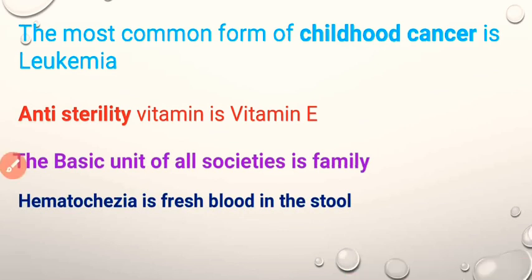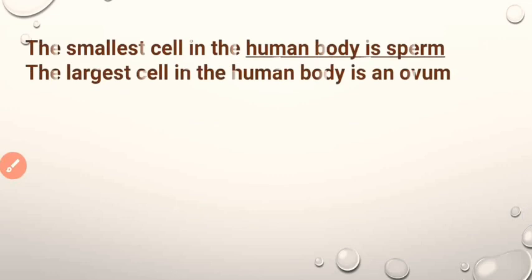Okay, next, the smallest cell in the human body is the sperm, and the largest cell in the human body is the ovum. Related questions: the largest artery is the aorta, and the largest vein is the inferior vena cava. The longest vein is the saphenous vein. The longest bone is the femur, and the smallest bone is the stapes. Related questions are asked in various nursing exams.